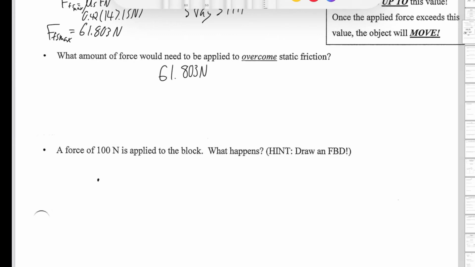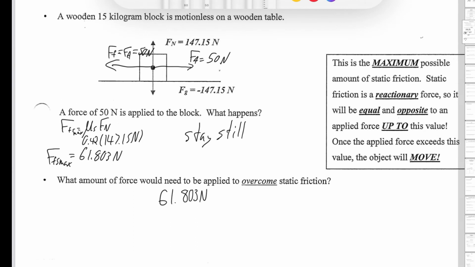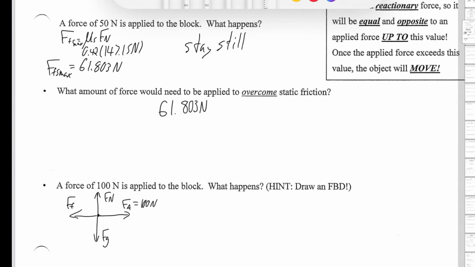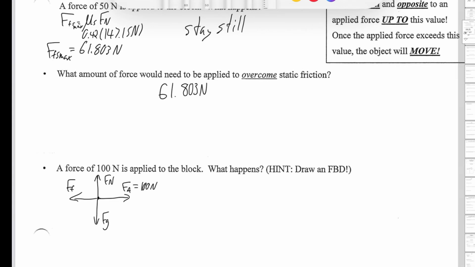In this case, if we draw out our free body diagram, we get the force of gravity down, its weight, the normal force keeping it up, this applied force, and the force of friction pulling back. We're already given the gravitational force and the normal force. We're given that the applied force is 100 newtons. The applied force is greater than the amount of static friction we need to overcome, so it's going to start to move.